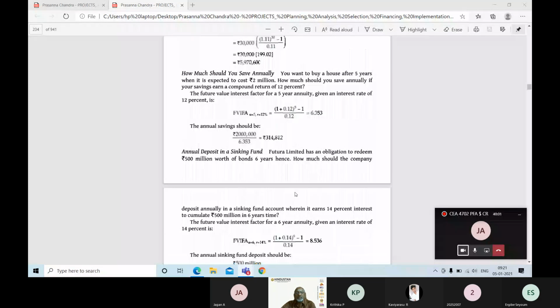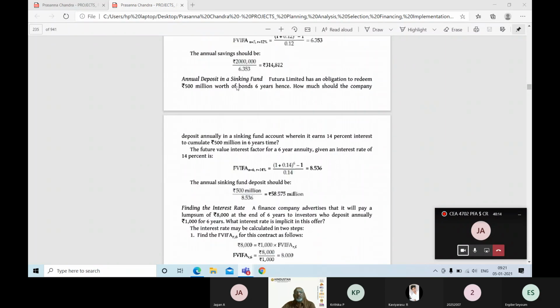So, annual deposit in a sinking fund. The sinking fund is the important one. The sinking fund you have to calculate by using this depreciation. Sinking fund is used for calculation of the depreciation of the asset. So, annual deposit in sinking fund. Futura Limited has an obligation to redeem 500 million worth of bonds in 6 years. How much should the company deposit annually in a sinking fund wherein it earns 14% interest to accumulate to 500 million in 6 years' time?